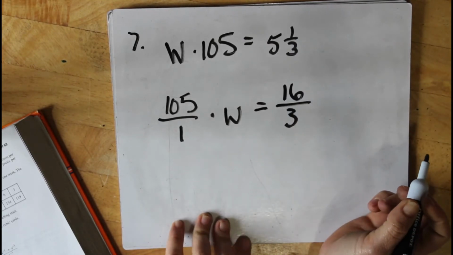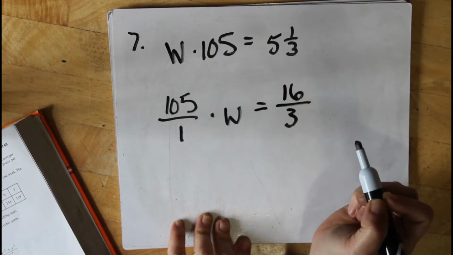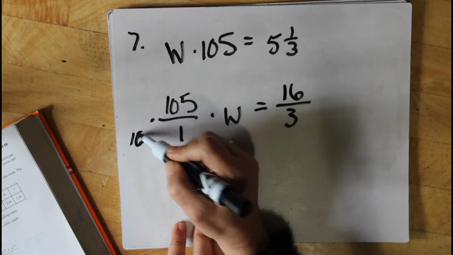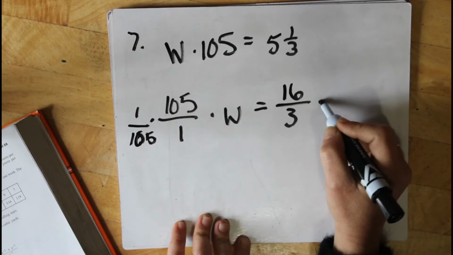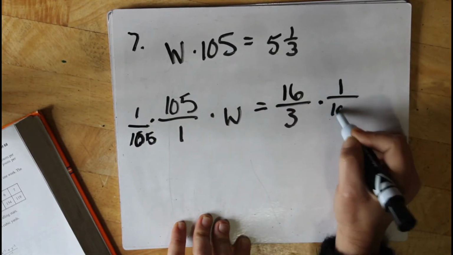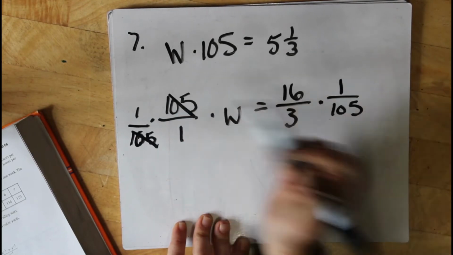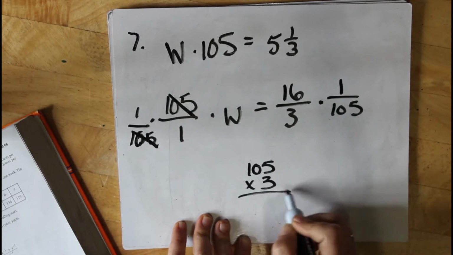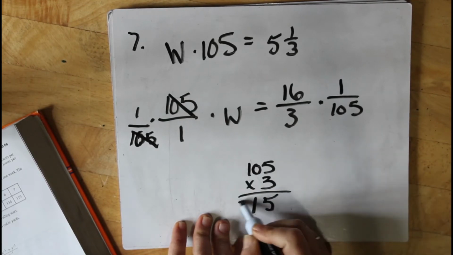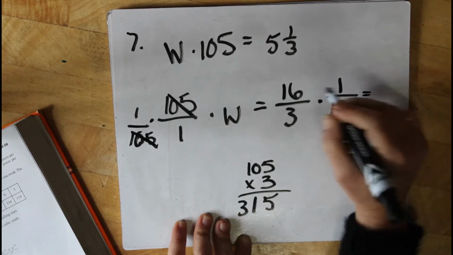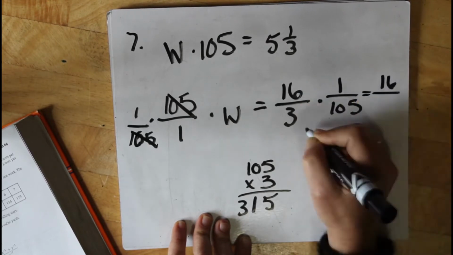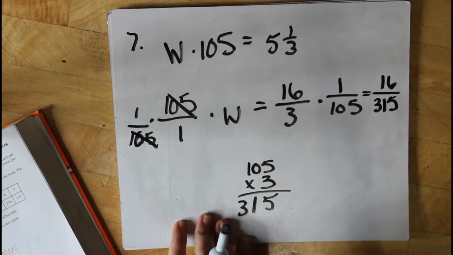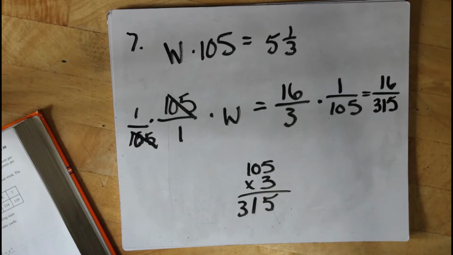Now we can see what we need to do pretty easily. This means W times 105. So we're going to flip this fraction and multiply, and do the same thing on that side. These cancel. Now we just have to do 3 times 105. 3 times 5 is 15, and we get 315. So it's 16 times 1 is 16, and 3 times 105 is 315. And the answer is 16 over 315.